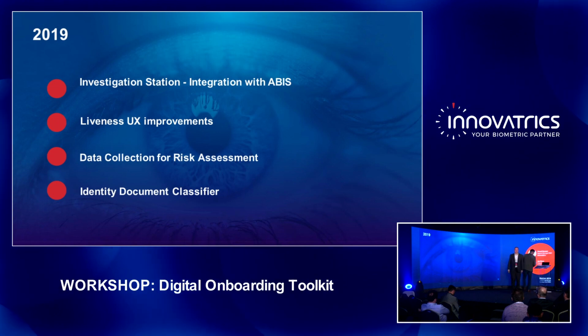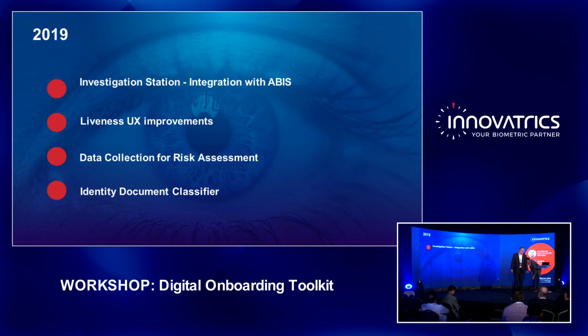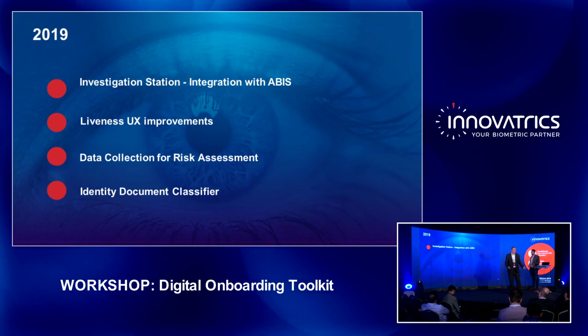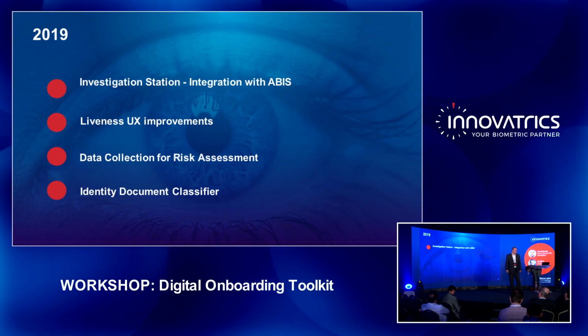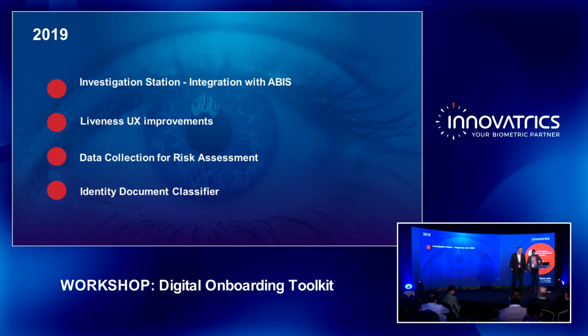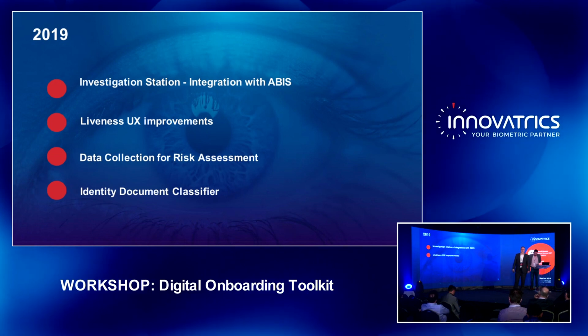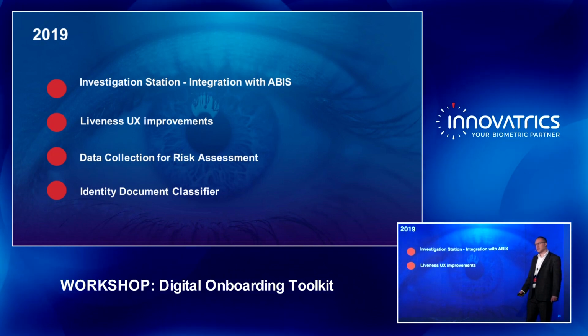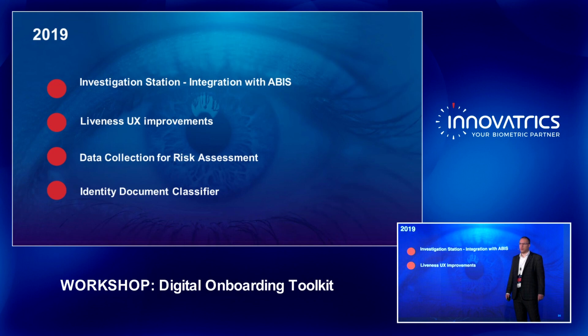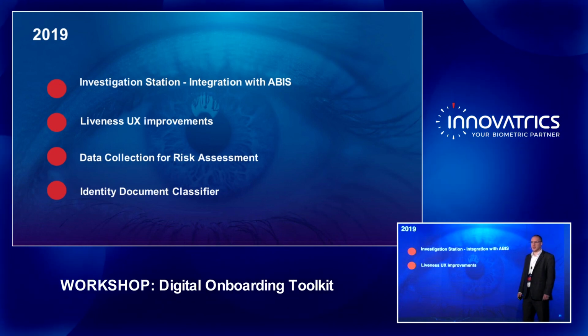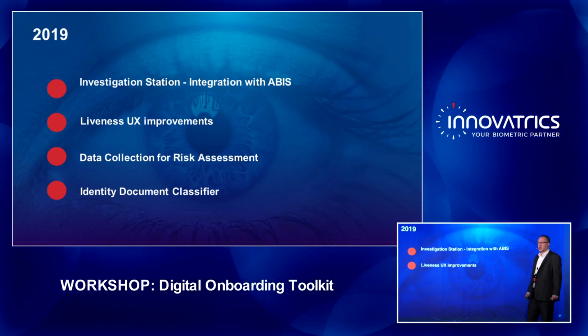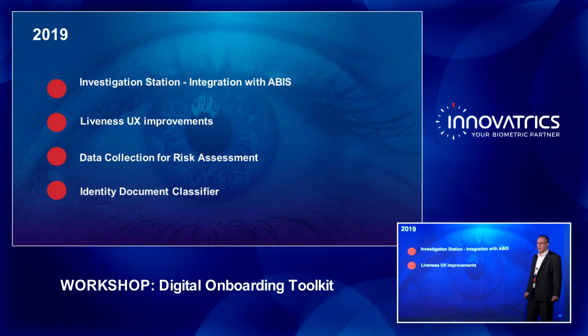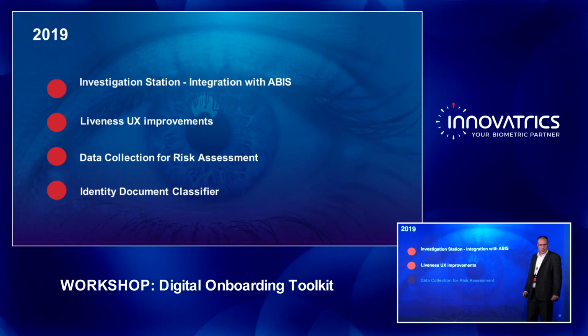Okay, so for this year, what we want to do is, I think you've seen one sneak peek preview yesterday, we would like to do integration with ABIS. We are putting the finishing touches on that right now, and hopefully it will be live soon. The other thing that we want to do is to improve the usability, the user experience, of the liveness check. So yes, it's working, it's reliable to a certain degree, but we want to improve the experience for people using that. There are different ways we are currently thinking about. We'll see what we come up with hopefully later this year.